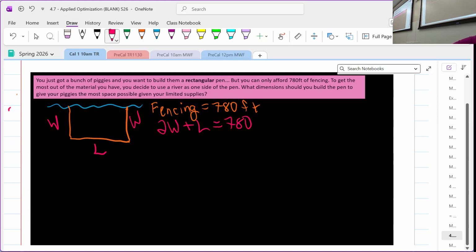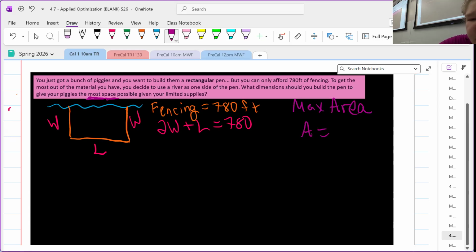Now, the thing that they asked us to maximize was the space possible. So when they say the most space, what do we call the space inside the rectangle? Area. So we want to maximize area. That's what most space is a keyword for. So we need a formula for area. What do we know the area normally is? Length times width.